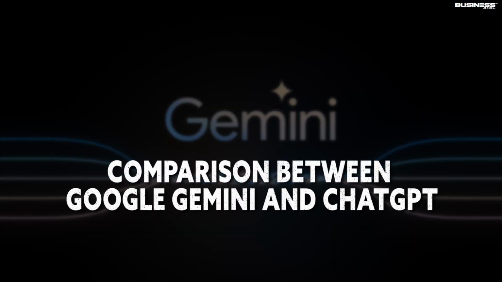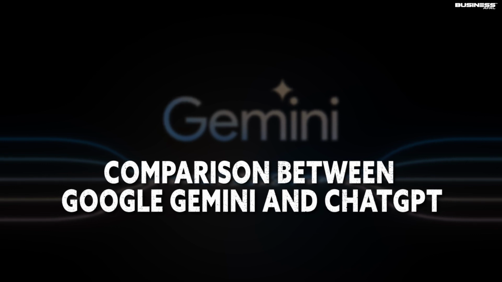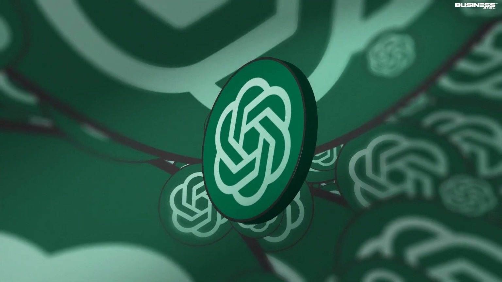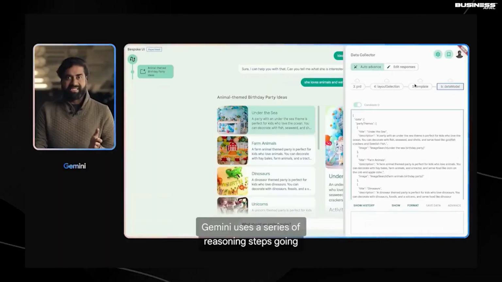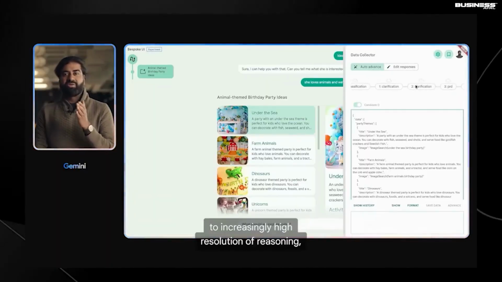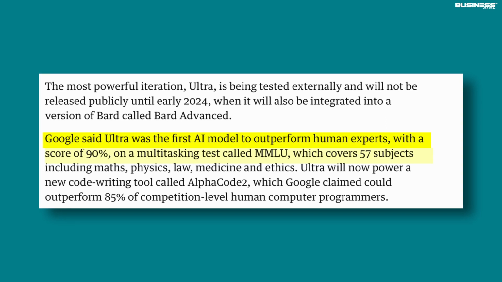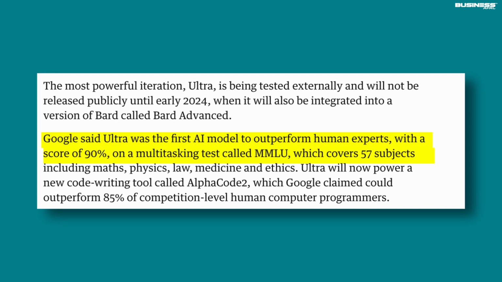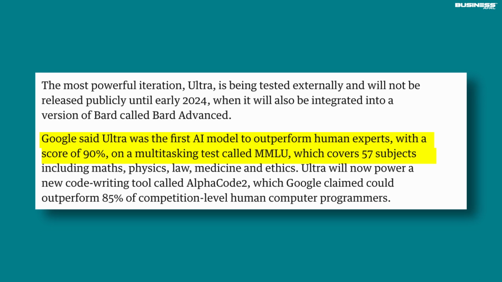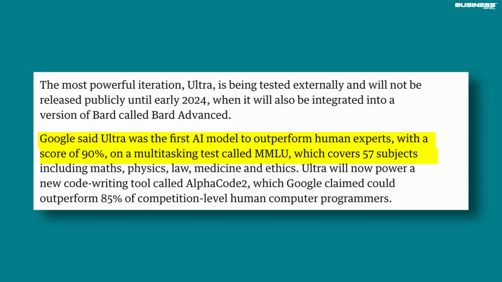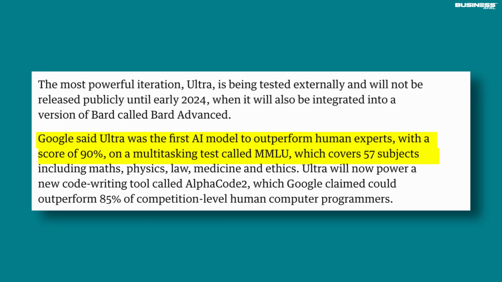Comparison between Google Gemini and ChatGPT. While ChatGPT is another prominent AI language model, Google Gemini offers several advantages. Google Gemini demonstrates superior performance, outshining ChatGPT in benchmark assessments with an impressive 90% achievement rate on the Massive Multitask Language Understanding, or MMLU, test.